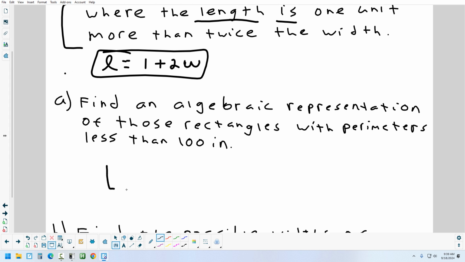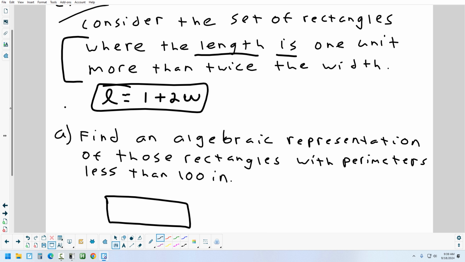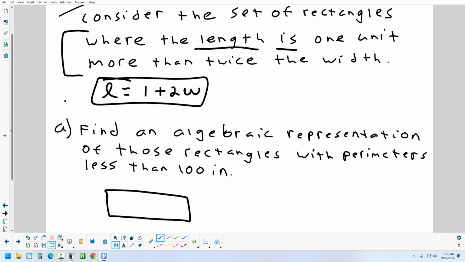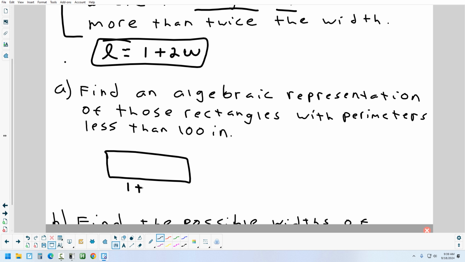Okay. So what we wrote up above, that's the length, 1 plus 2w. How did we represent the width? Yeah, just W. So we know that the perimeter has to be less than 100. That's what they tell us up above. What is the perimeter of that rectangle?